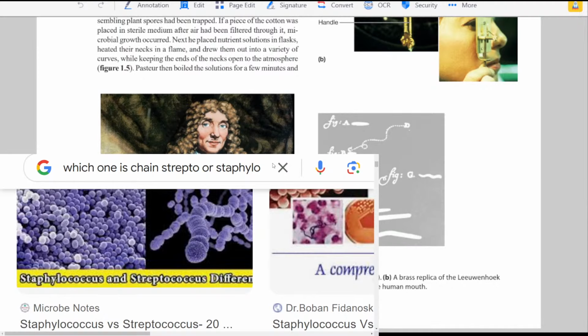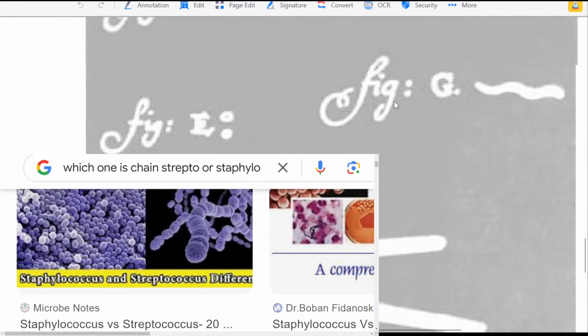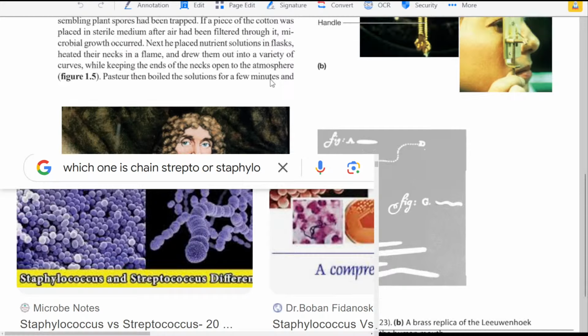Leeuwenhoek's drawing of bacteria from human to human, from human mouth. Guys, I see this is bacteria, like Bacillus, and this is the Streptococcus. But what is this and this? I think this is the Vibrio one, right? It's curved. This must be Vibrio. But which one is this? And this says that he isolated them from the mouth. Of course, our mouth has a lot of them. But what is Leeuwenhoek's photo doing there?